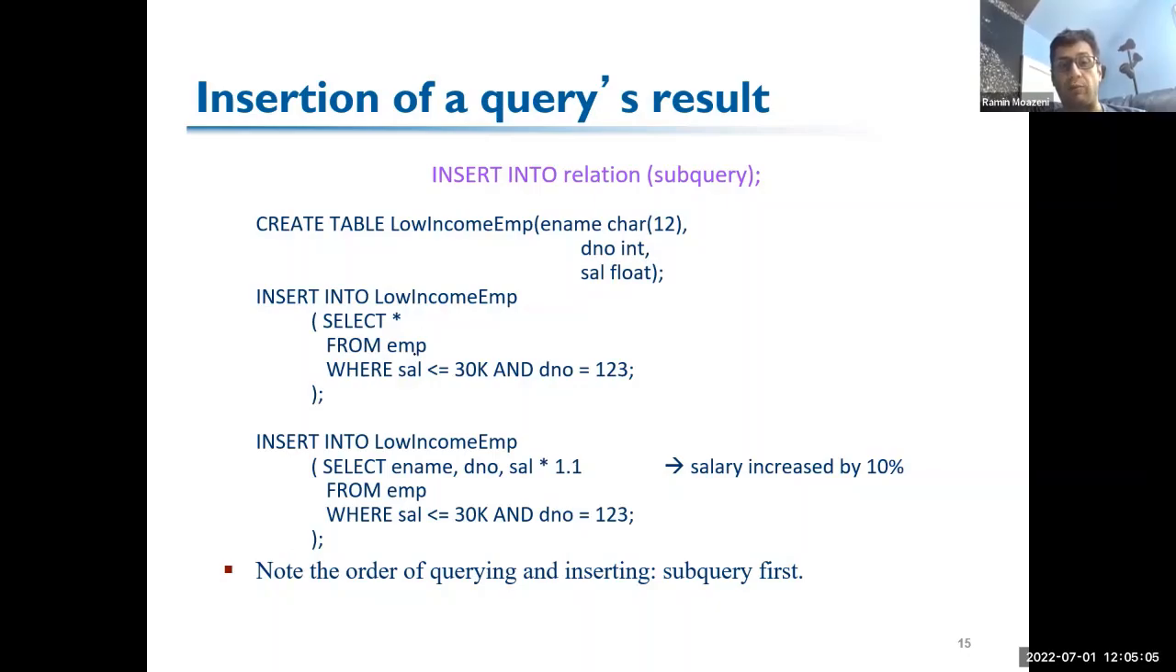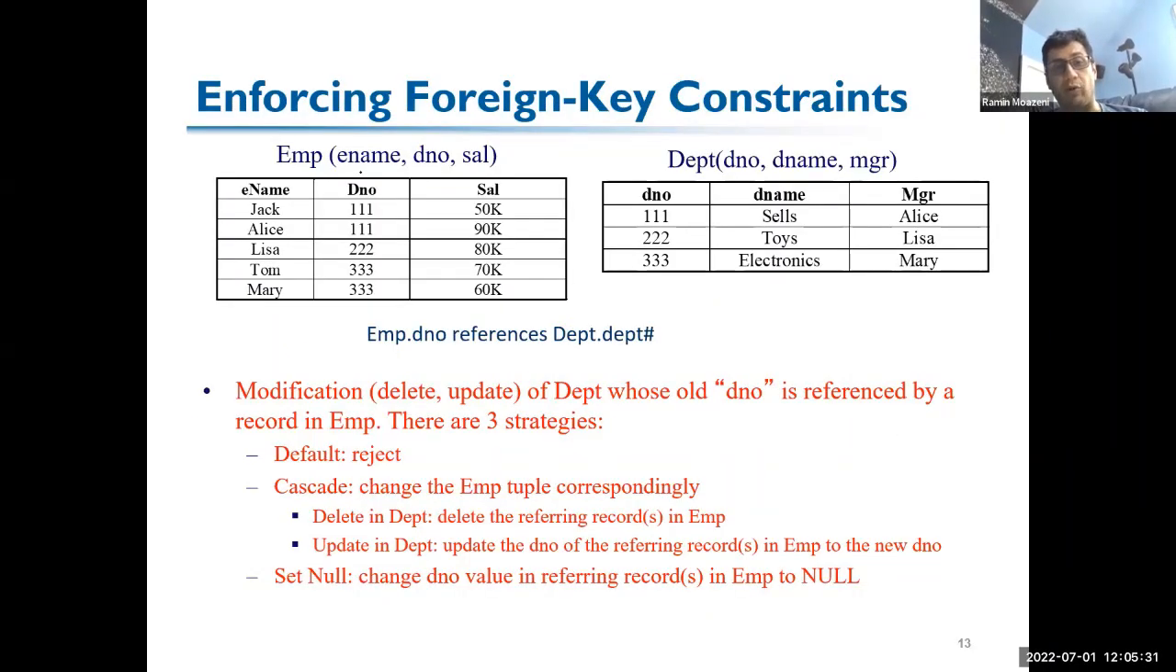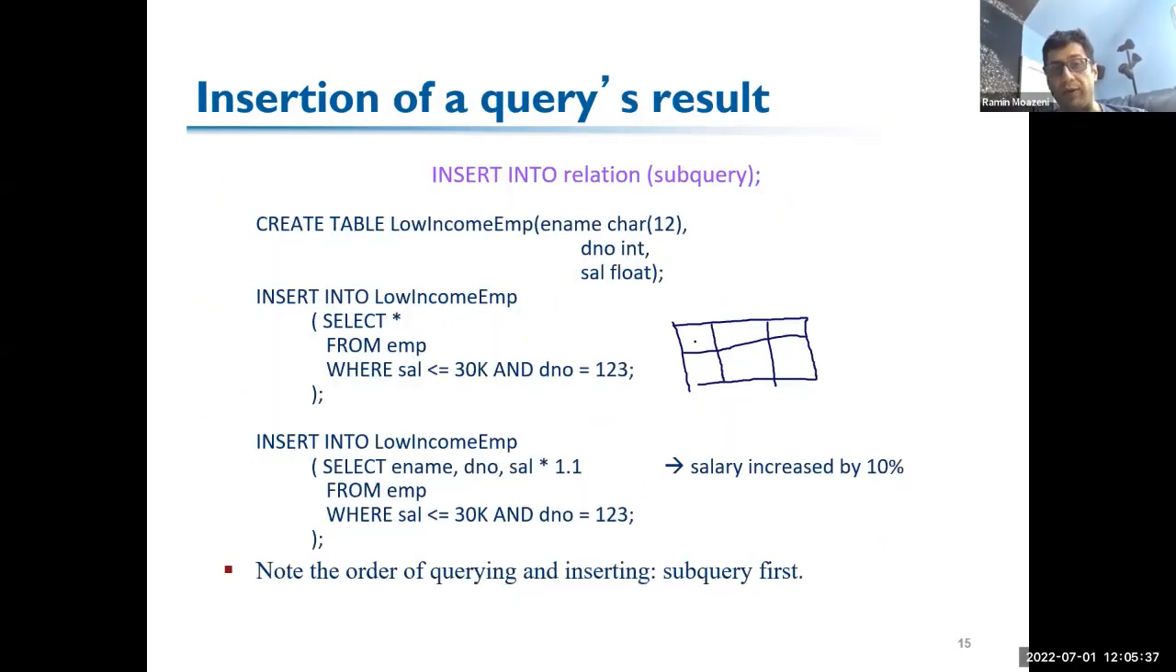The select star from employee where sal is less than or equal to 30K and DNO equals 1, 2, 3 returns from the employee table a relation. Now this relation has 3 columns. You remember the employee relation has e-name, department number, and salary, right? So from employee, e-name, department number, and salary will be returned, and that matches what this low income employee table expects.